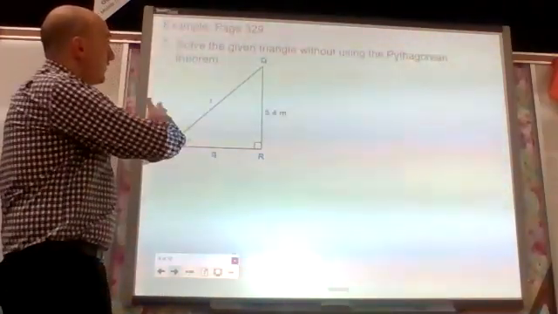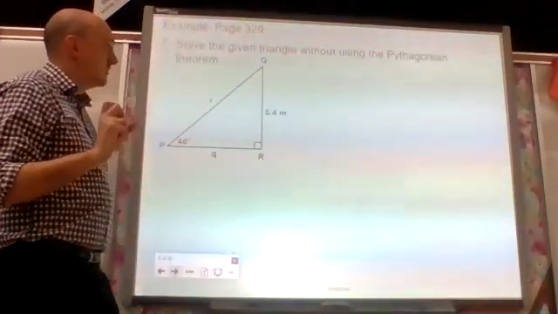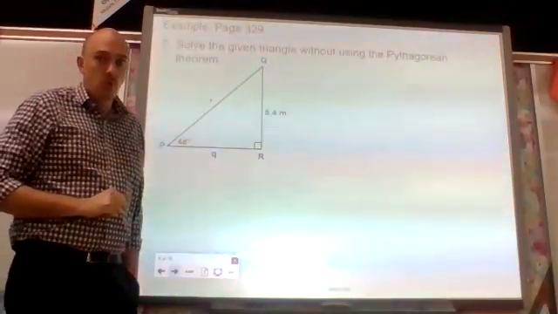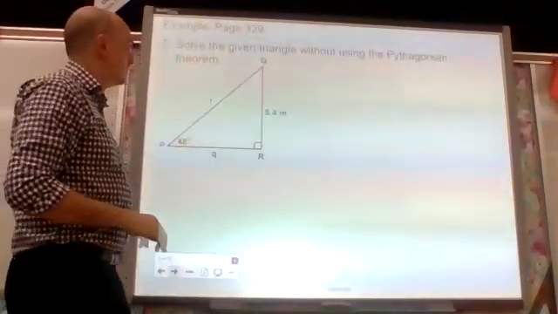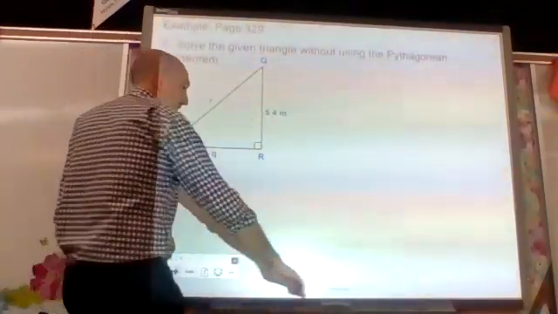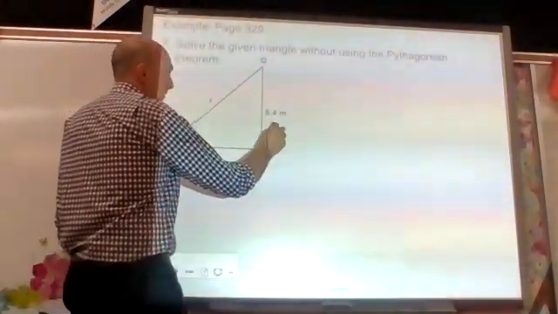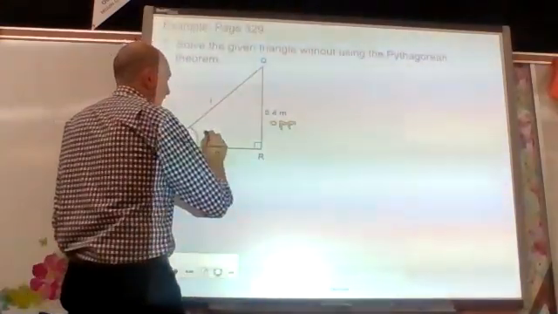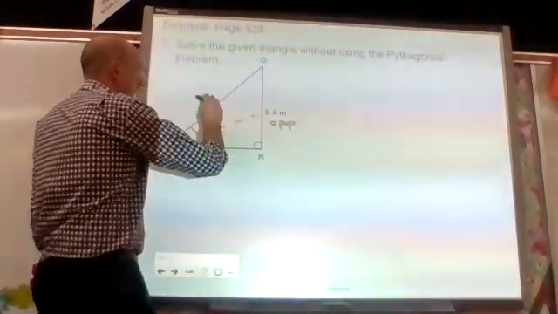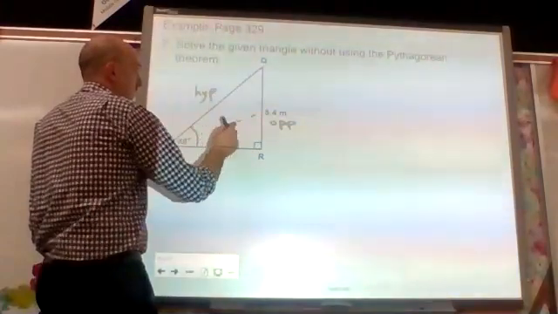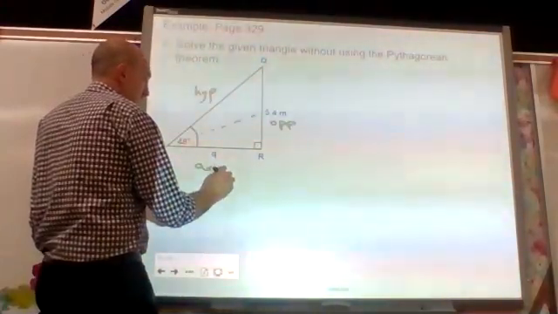Okay, solve the given triangle without using the Pythagorean theorem. Okay, well, let's not use the Pythagorean theorem then. I have an angle here. So this is my opposite. I trace across the triangle to find that. This is my hypotenuse, and this is my adjacent.